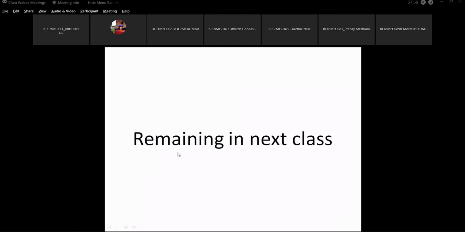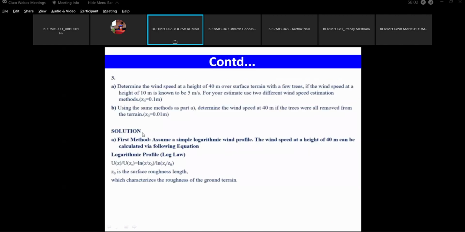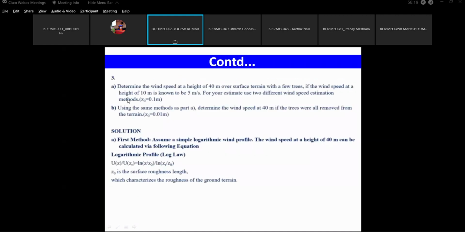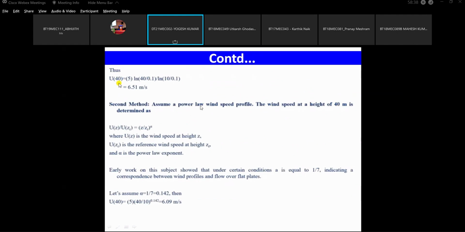So now in the next class, we will discuss in this question, we use a wind speed of 7.5 meter per second. But how do we calculate this value? So in the next class, we will discuss the wind speed estimation for different surfaces. So we use some methods, that is the logarithmic profile, log law, and the second method, power law.